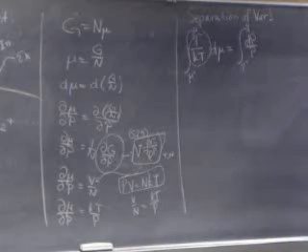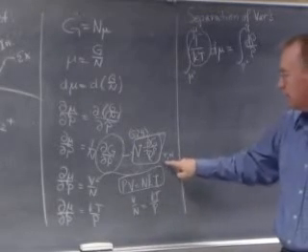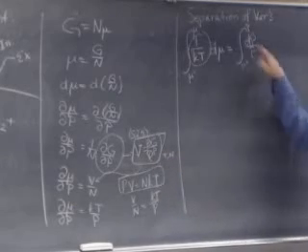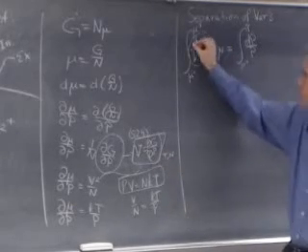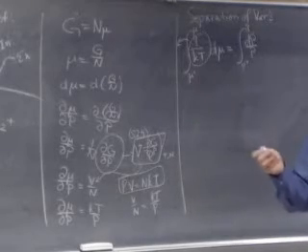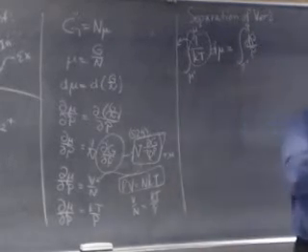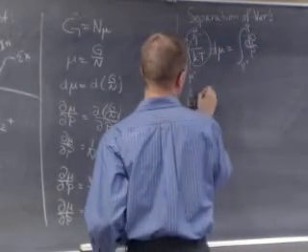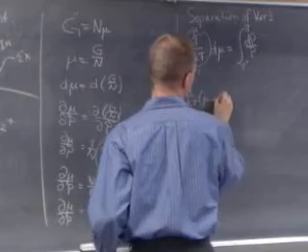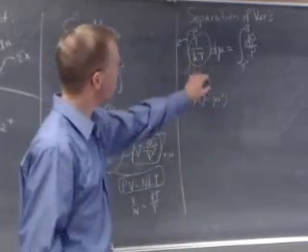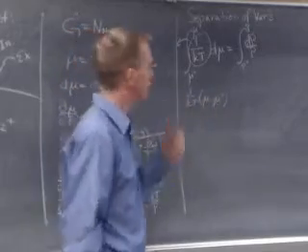K and T are both constant. We're dealing with constant temperature, and K is a constant anyway. We don't have anything to worry about here. So we can pull this outside the integral, and the integral of d mu is just mu. Well, it's mu final minus mu initial. Integral of d mu is delta mu, change in mu.